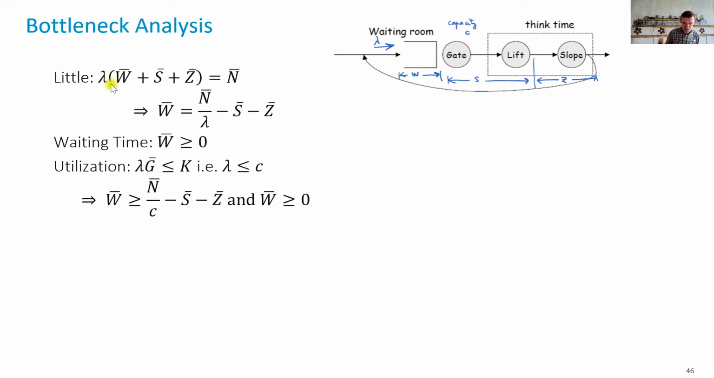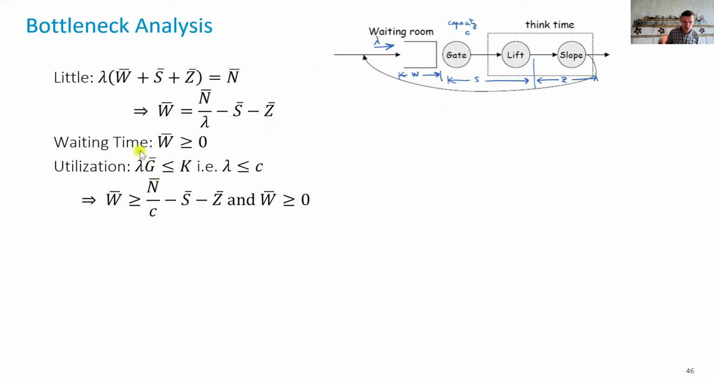We will have this first formula: the average number of customers in the system is lambda times the sum of the waiting time, that's the quantity we're interested in, the service time here, and the think time. The think time is the time spent on the slope. So S and Z are, we assume, constant in this model. That gives us this first formula, that W bar, our unknown waiting time, is equal to n bar divided by lambda. And in this first model, I could assume that n bar is fixed, so the number of people that are circulating during a given afternoon, for example, is fixed.